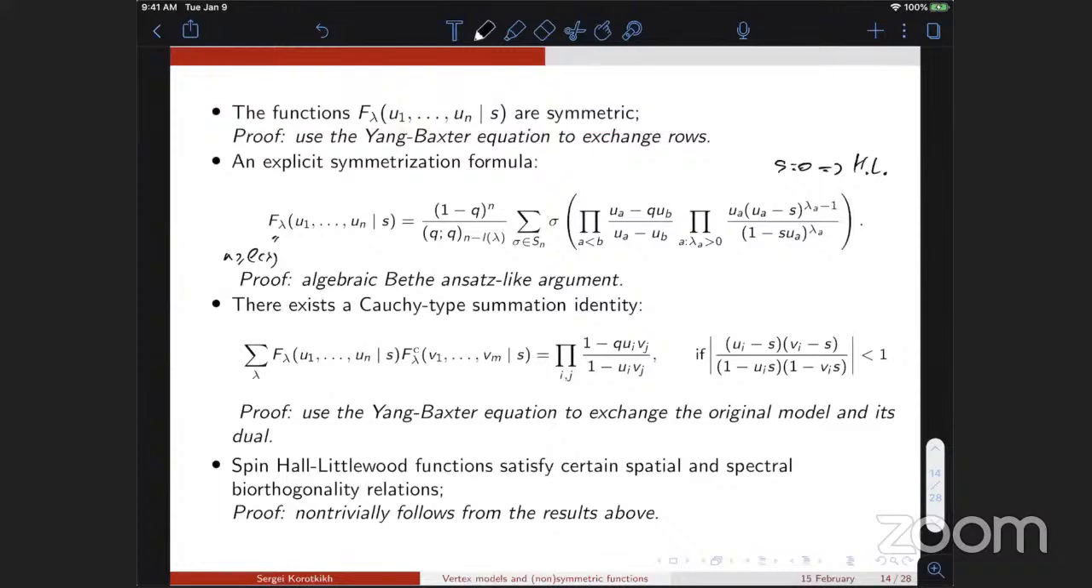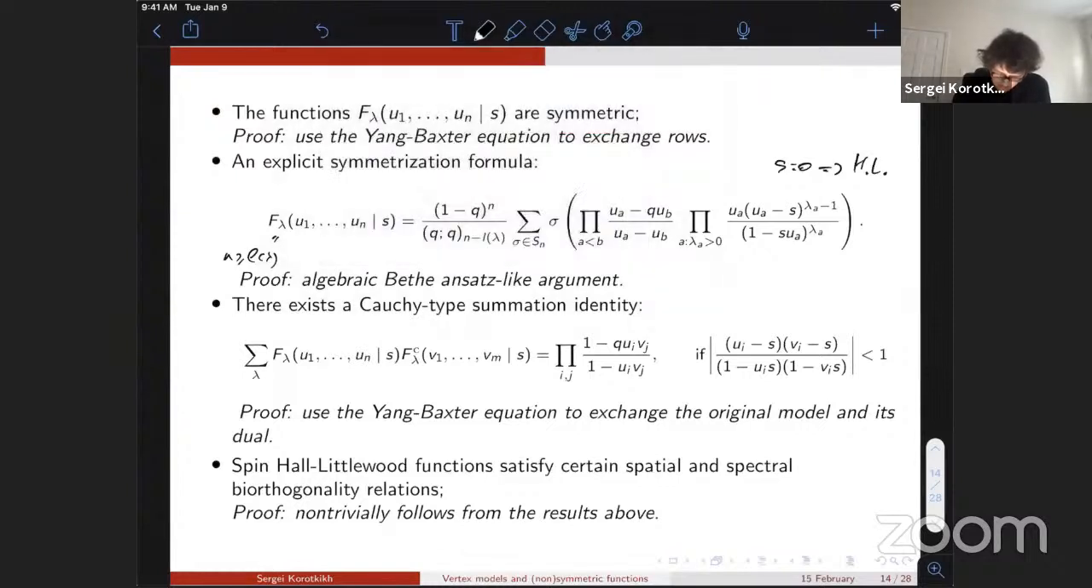So what is f lambda c? So, okay, f lambda c is the same function f lambda, but multiplied by a certain constant. So f lambda c will be equal to f lambda times some constant, which will be some product of q-Pochhammer symbols depending on my partition lambda and parameter s. So essentially it will be the same function, but multiplied by a certain normalization constant.